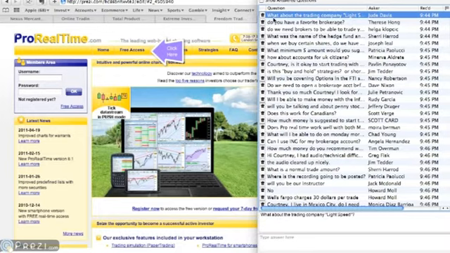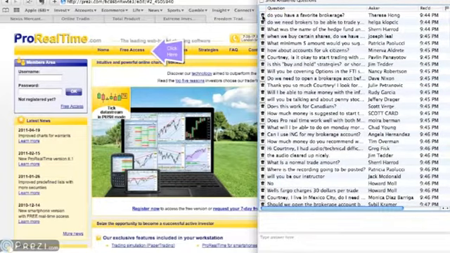Okay, what about the trading company Lightspeed? You know, I don't know anything about them. No student of mine has ever taken the course or has ever signed up with them, so I have no knowledge about them at all.